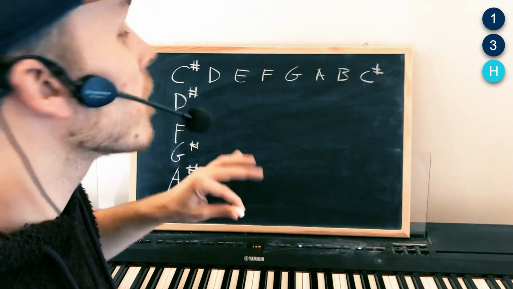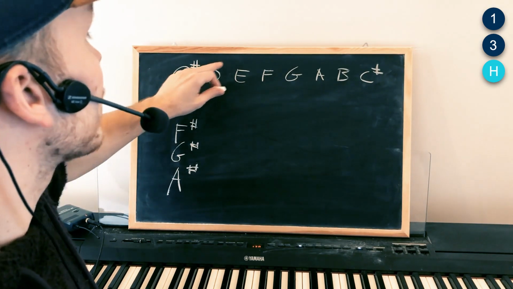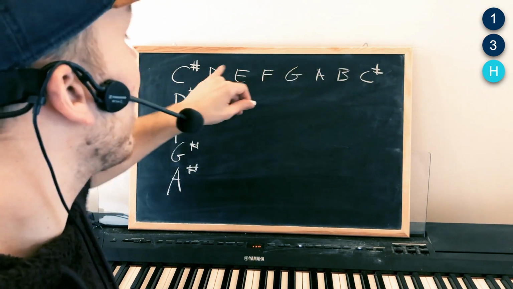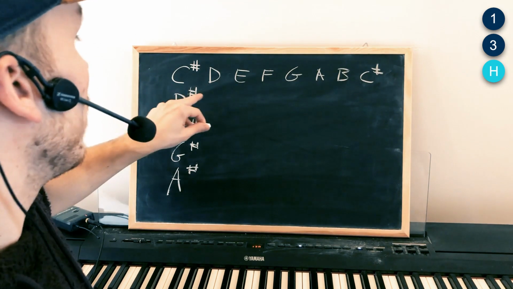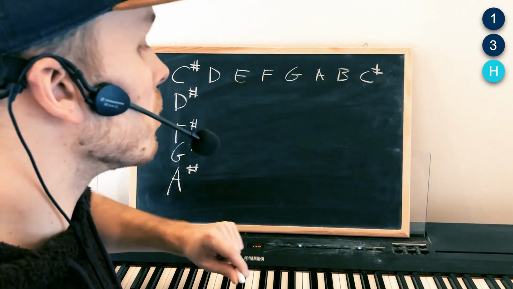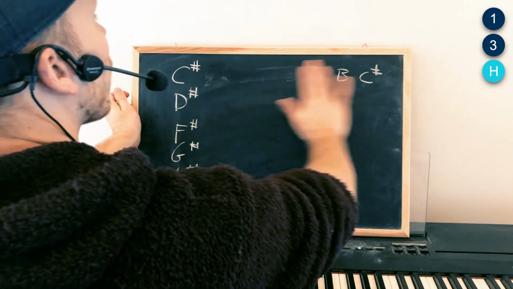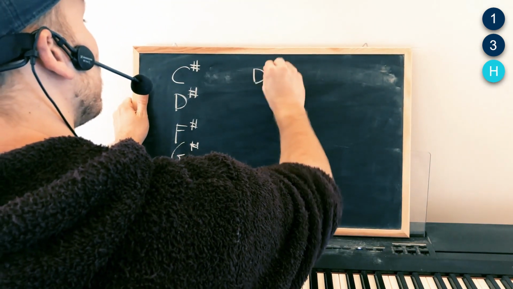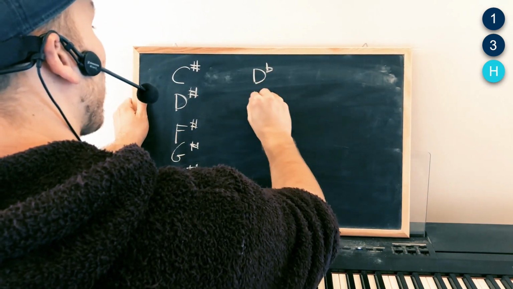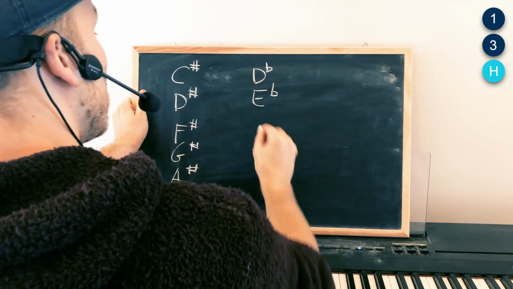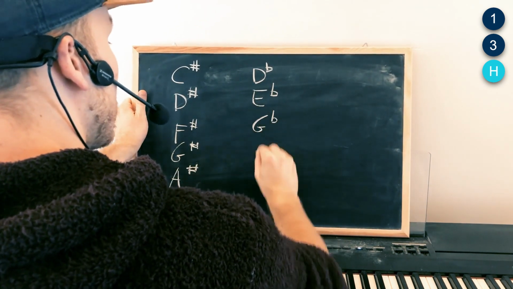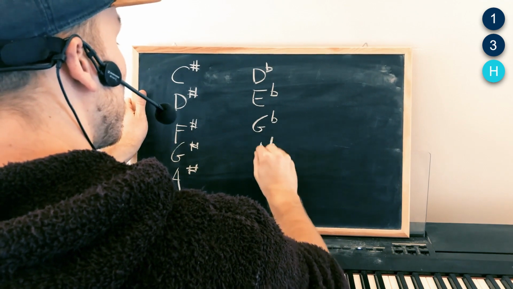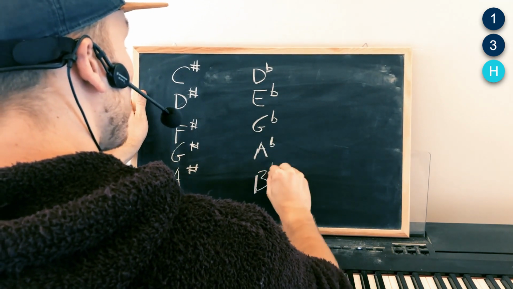And then for your homework, I want you to figure out exactly which of these notes have sharps and which are just the normal notes. And I want you to do the same thing for flats. So we're going to have D flat, E flat, G flat, A flat, and B flat.